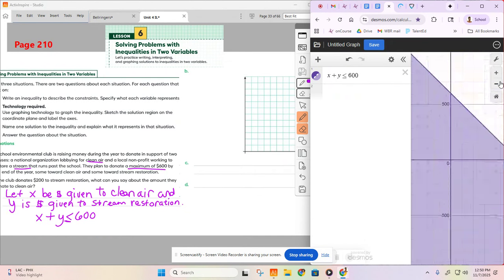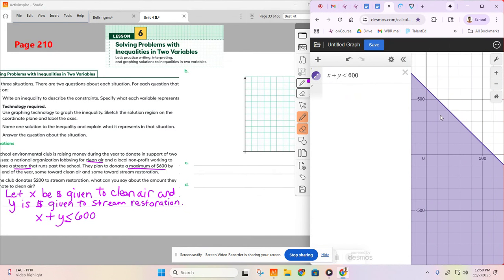I want you to notice that whenever we're doing word problems, they only ever show us the first quadrant, because thinking about the amount of money we're giving, it's always going to be a positive number. So we're only looking at our positive axis. I see that the graph is going to go up to 600 on the Y, 600 on the X, and it's shaded below. I also see that it's a solid line. So let's go ahead and do the graph.